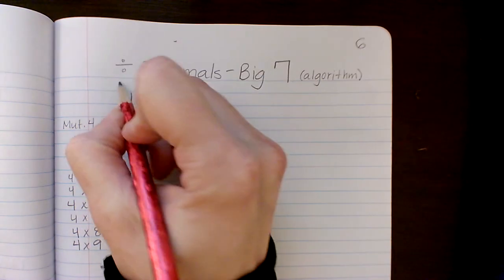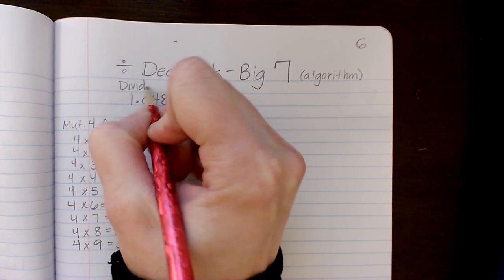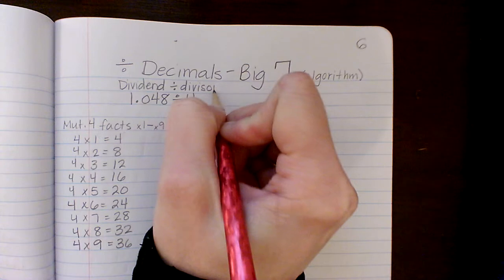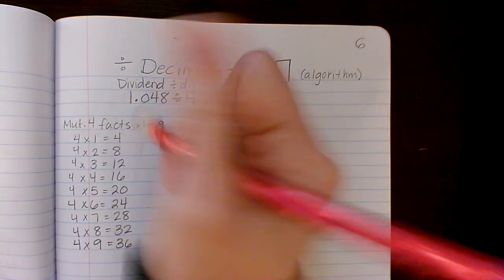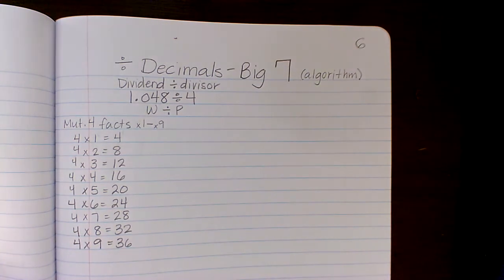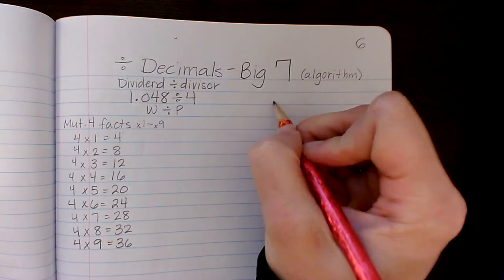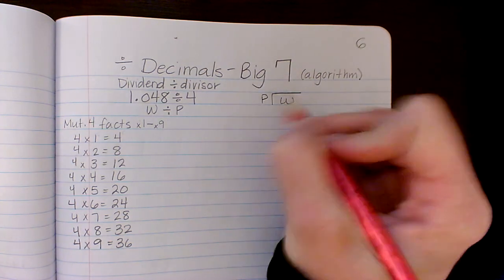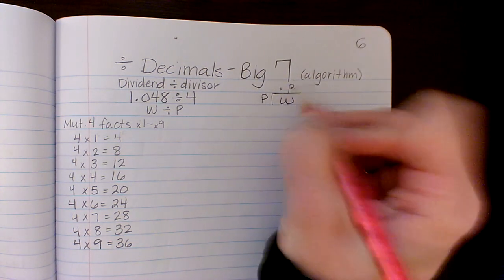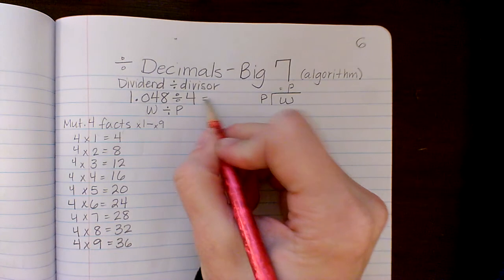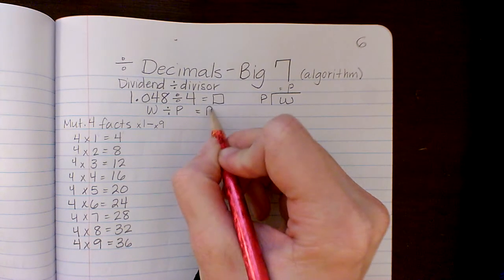Okay, so our Big 7, how do we set it up? We have our dividend, which is our whole, divided by our divisor. We can also think of this as our whole divided by our part. Inside is going to be our whole, and on the outside is going to be our part, and that's going to equal our unknown part up here. So we are trying to figure out this unknown part right there.